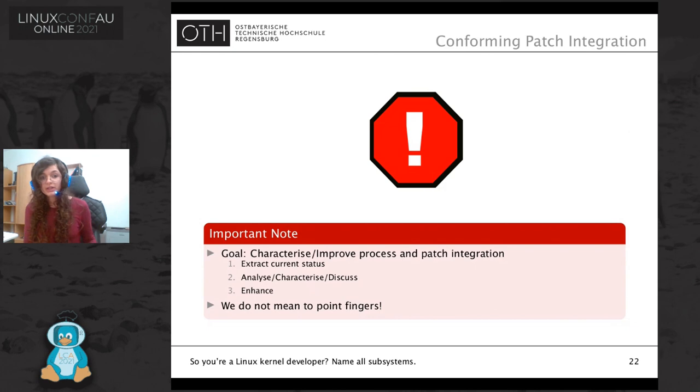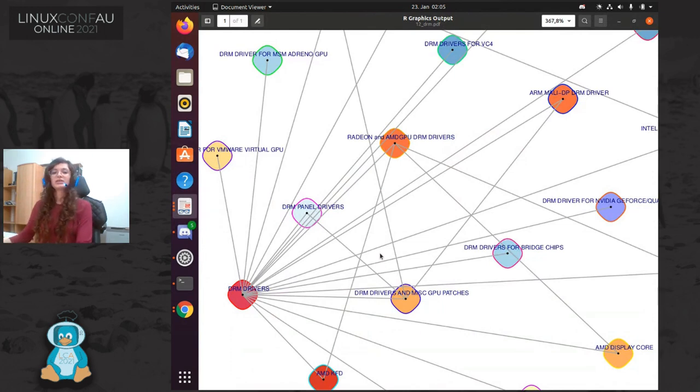So what we really want to do is to characterize and improve the development process and characterize patch integration. And to achieve that, we have to extract the current status, analyze it, discuss it, characterize it. As soon as we really understand it, we can try to support and enhance it. But the first step is to still extract the current status and analyze it. What we do not mean to do under any circumstances is point fingers. We are not trying to call out any maintainers saying they did a bad job of unconforming patch integrations, trying to tell them how to do that job, like blaming them or anything like that. This is not at all what we want to do. We just need to classify these patches in order to prove the criteria and get a basic idea what's going on. And classification like this into conforming and unconforming is necessary, but we're not trying to offend anyone here. This is not our goal. So with that in mind, we found something very interesting about this cluster.